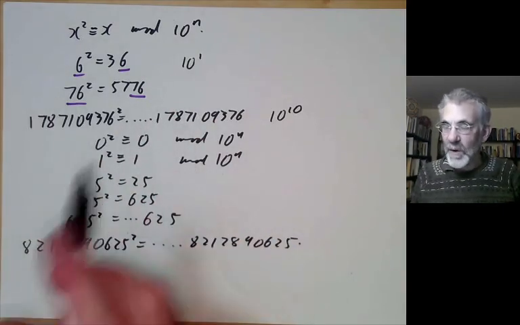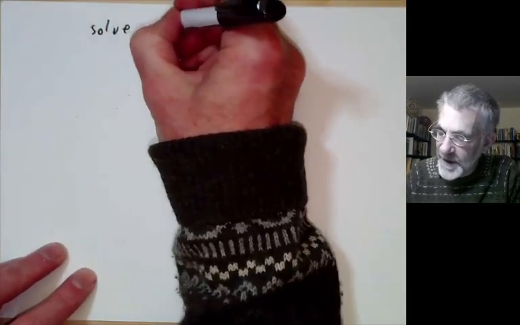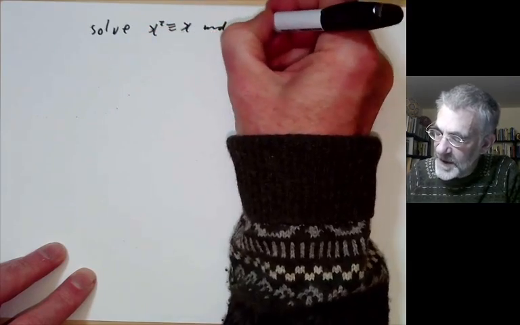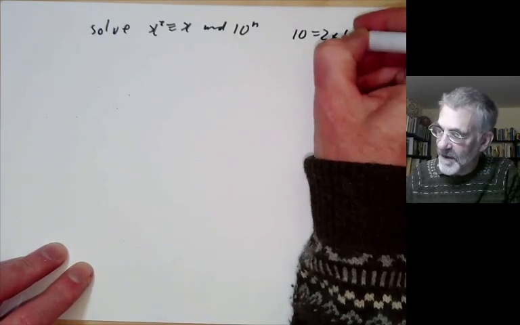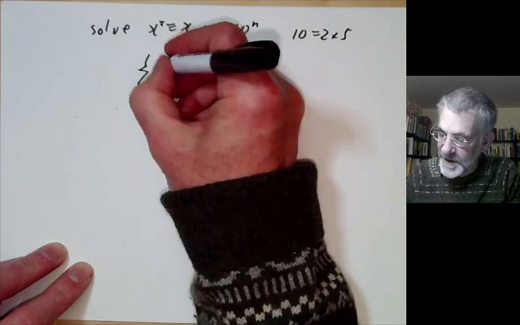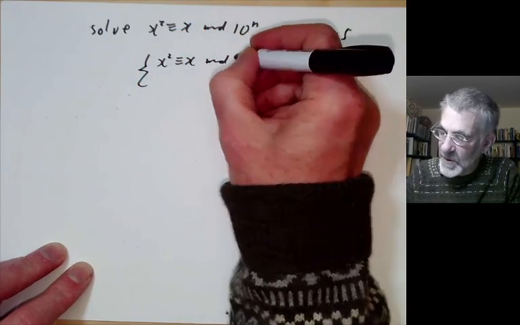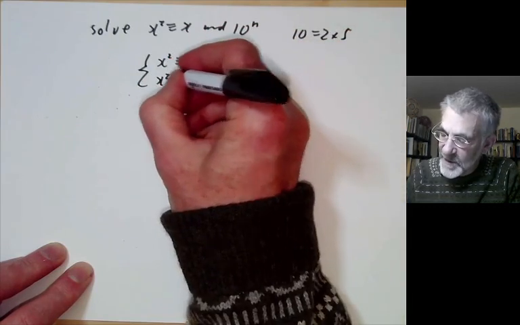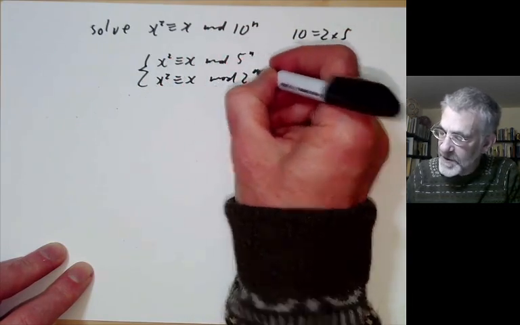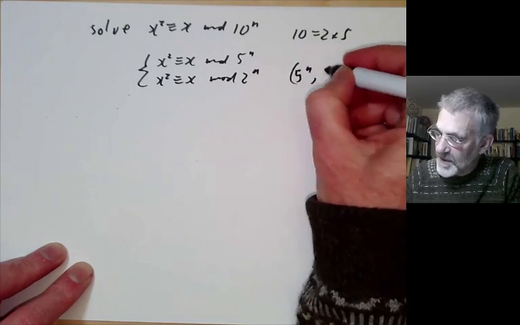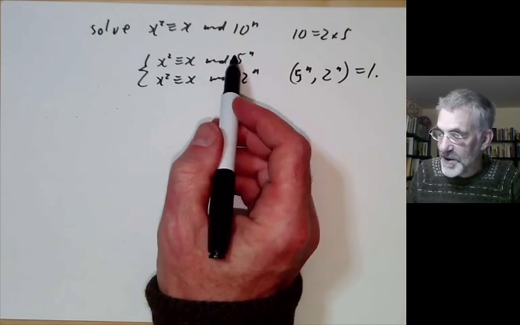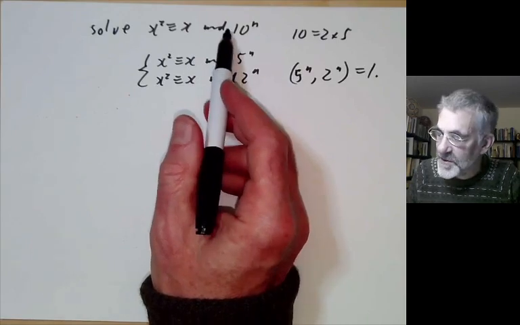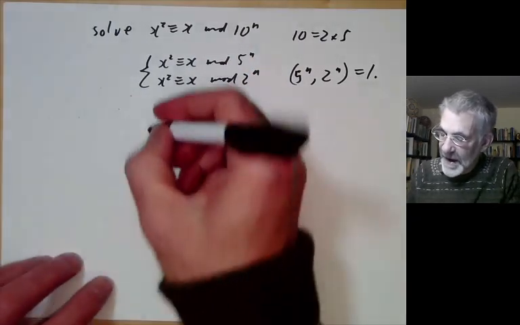And now we want to understand why this is true. So we want to solve x squared is congruent to x modulo 10 to the n. Well, what we do is we notice that 10 is not prime, it's 2 times 5. So this is the same as solving the two equations, x squared is congruent to x modulo 5 to the n, and x squared is congruent to x modulo 2 to the n, because of course 5 to the n and 2 to the n are co-prime. So if we can solve these two equations, then by the Chinese remainder theorem, we can put the solutions together and solve this equation.